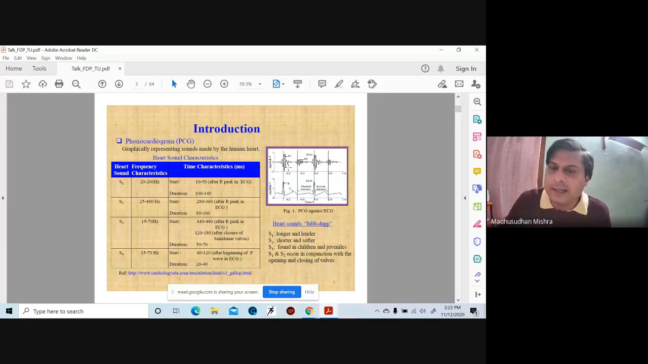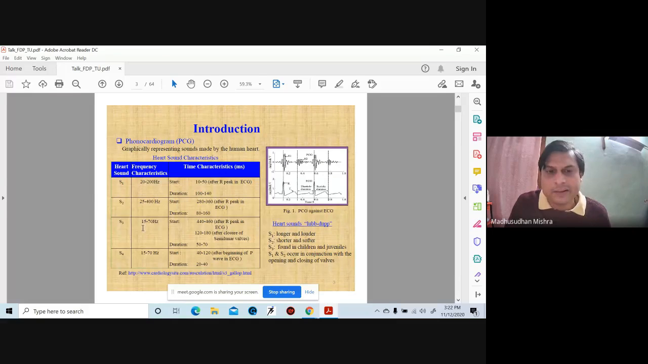Similarly, when we see this S2, the second heart sound signal, it also starts after the R peak of the ECG signal, at around 280 milliseconds, and it lasts for 80 to 160 milliseconds. So these S1 and S2 sounds are quite normal heart sounds.